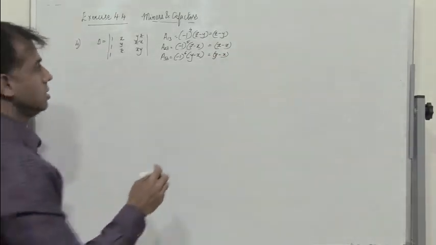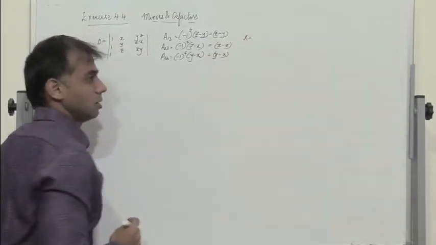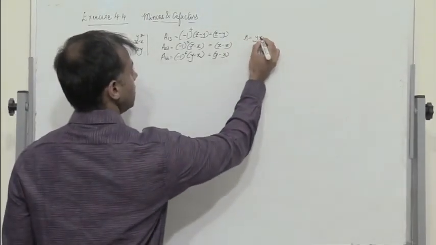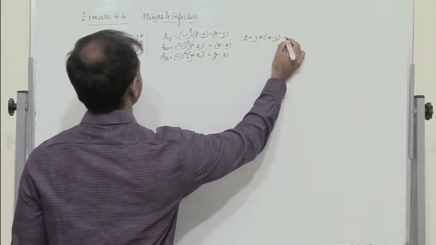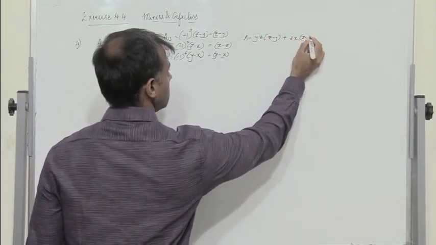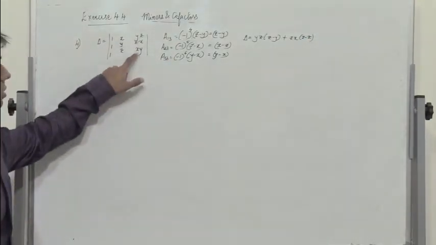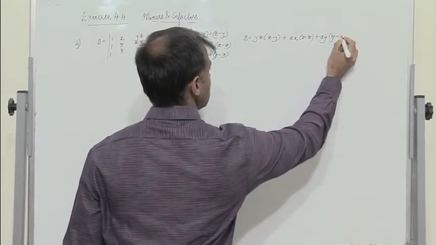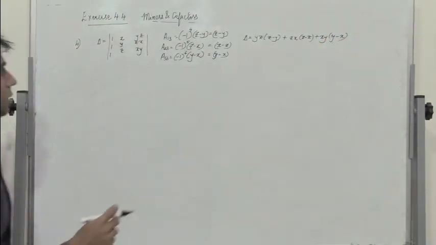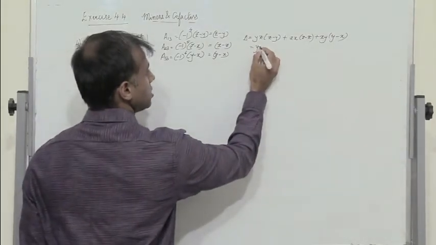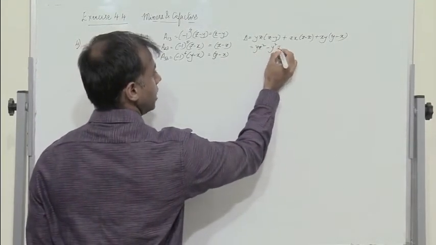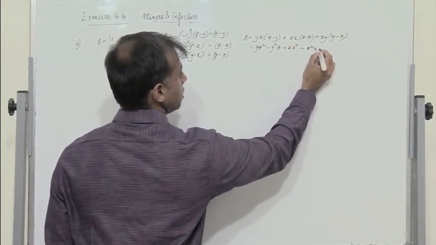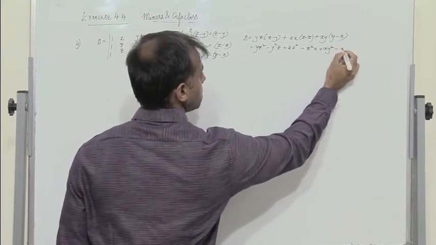So what is delta? Delta is multiplying the respective elements with the cofactors, isn't it? So we have yz into z minus y plus zx into x minus z, and then A33, which is xy into y minus x. Let me remove the brackets. So we have yz square minus y square z plus zx square minus z square x plus xy square minus x square y.